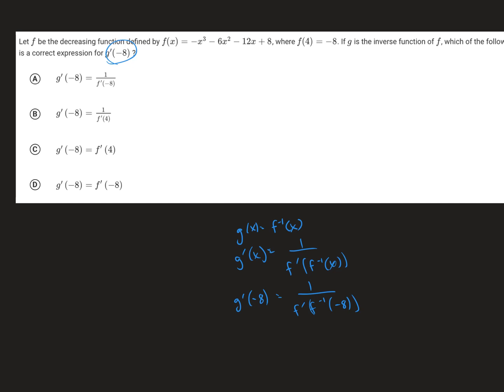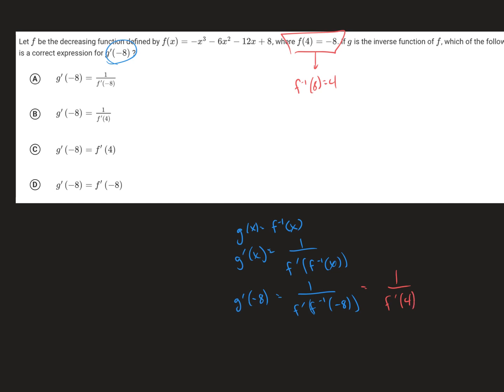Now, in order to complete this problem, we need to know what f inverse of -8 is. So if you look in the problem, they tell you that f of 4 is -8. So remember, inverses flip the domain and range. So f inverse of -8 is 4. So that tells us down here that this is 1 over f prime of 4.